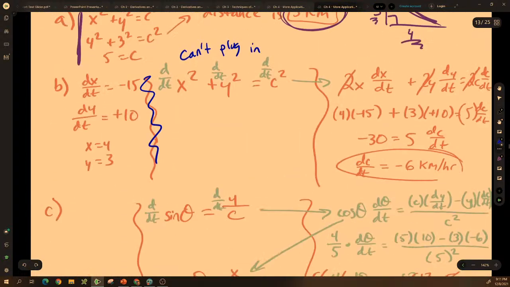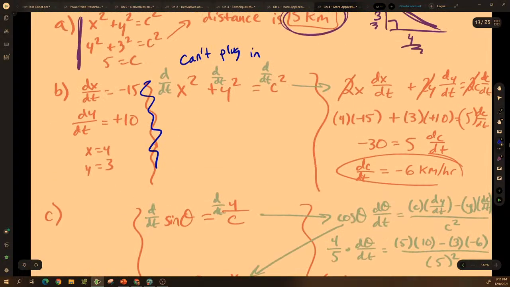So now, let's see. When we take the derivative, x squared is 2x dx/dt. Derivative of y squared is 2y dy/dt. Derivative of c squared is 2c dc/dt. I can cancel out all the 2's. And I just plug everything in. x is 4, dx/dt is negative 15, y is 3, dy/dt is 10, and c is 5. I want to solve for dc/dt. I do the math: negative 60 plus 30, negative 30 divided by 5, negative 6 kilometers per hour.